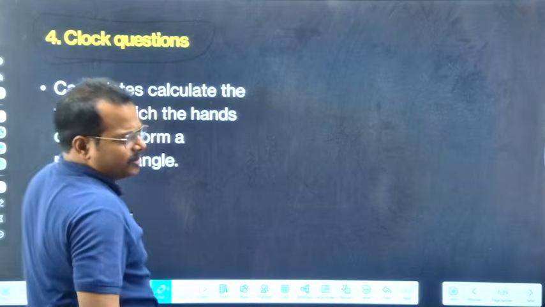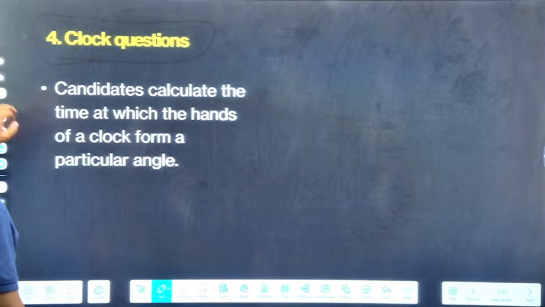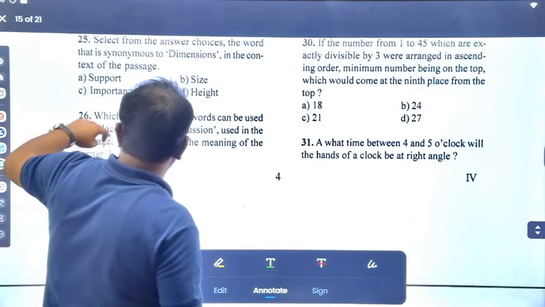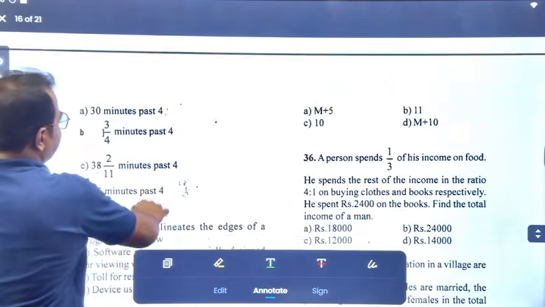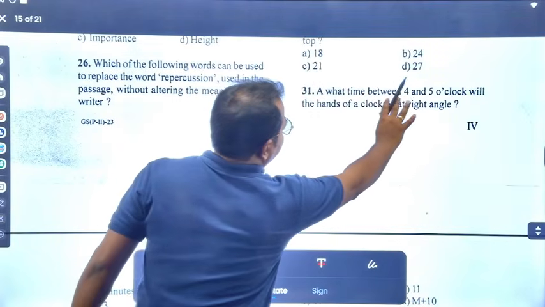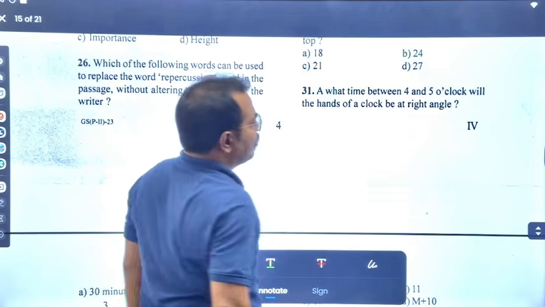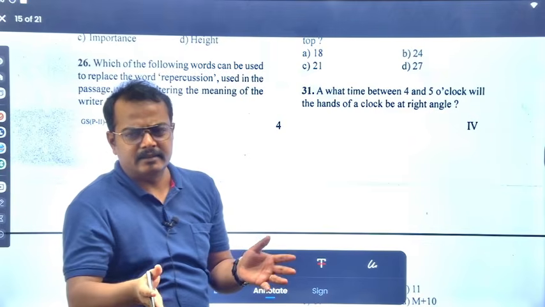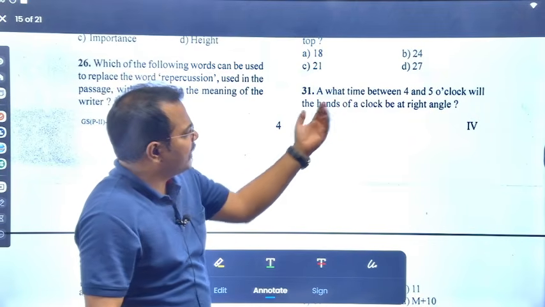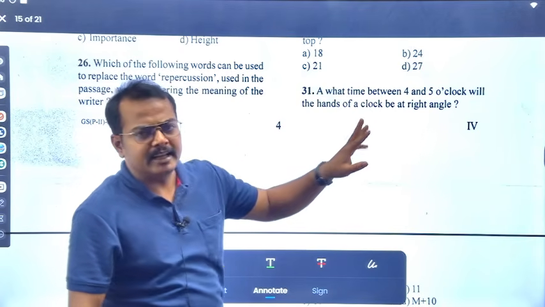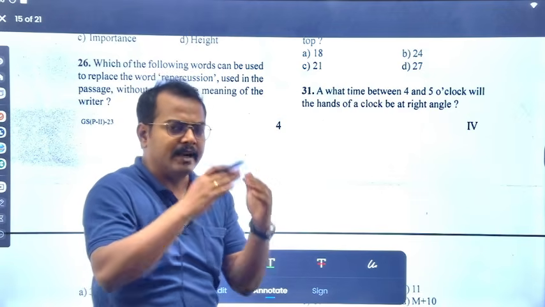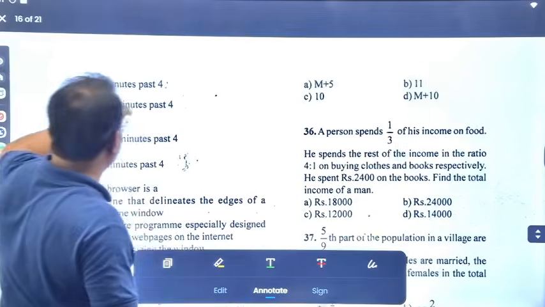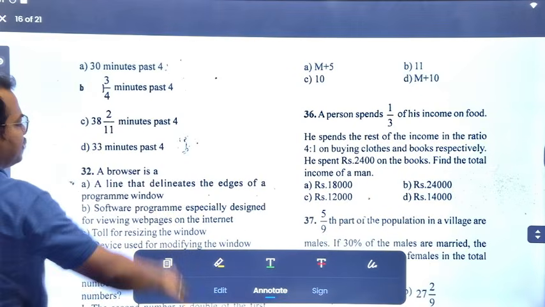You can see the clock question here, what kind of question they have asked. It will be question number 31 probably. It is written here: at what time between 4 and 5 o'clock will the hands of a clock be at right angle? So this is a clock type of question, very common among CGL and SSC aspirants. You have to identify what the time will be when it is at right angle, or you will be given a time and you will have to identify the angle, and vice versa. So these are clock based questions, and you can see the options here, and then you can solve the question.